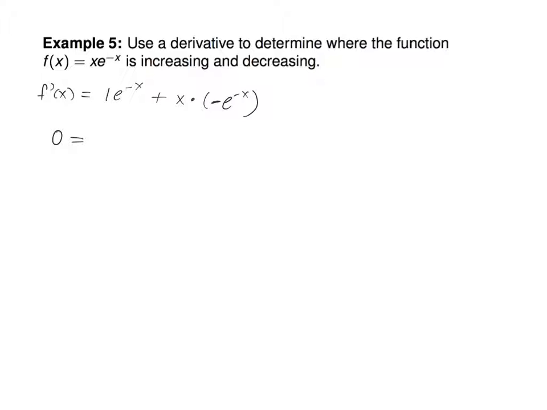I would suggest factoring out the greatest common factor, which is e to the negative x, times 1 minus x. And then you say, okay, where does 0 equal e to the negative x, and where does 0 equal 1 minus x? This first thing never happens. e to stuff is always positive. Next one, x equals 1, right? Okay.